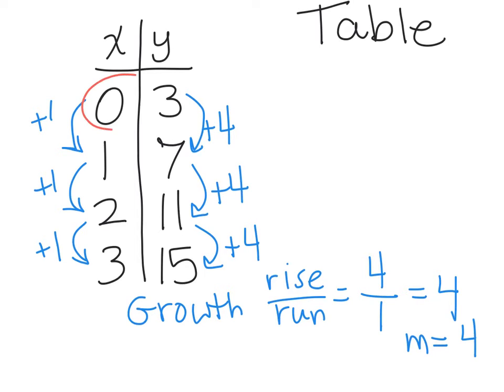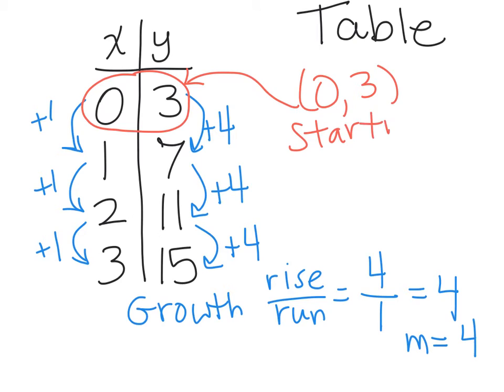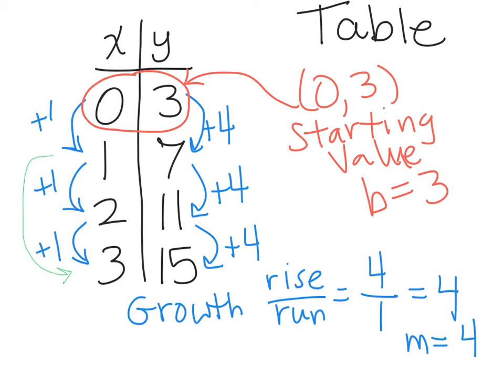For the b value, I look here at the point when x equals 0. What is the y value? That indicates my starting value, also the y-intercept, and that tells me that my b value is 3. I also wanted to add that if you look at the growth from non-consecutive figure numbers, from 1 to 3, there's a growth of 2, and from 7 to 15, there's a growth of 8. I can also indicate my ratio is an 8 to 2 ratio, and that also simplifies to 4.